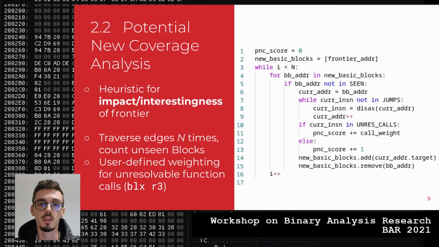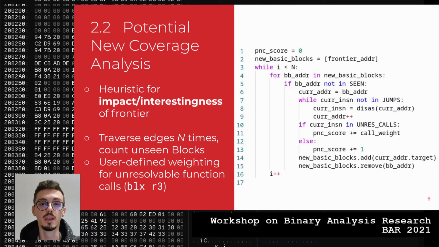The second stage of analysis we call potential new coverage analysis, and what we do here is we want to provide the researcher with additional knowledge and insights. We want to enrich the information we found during the first stage, and for this we come up with a heuristic for impactness or interestingness of a frontier we have previously found.